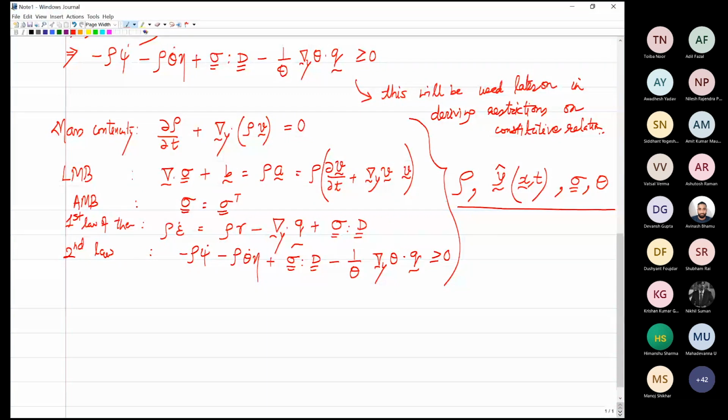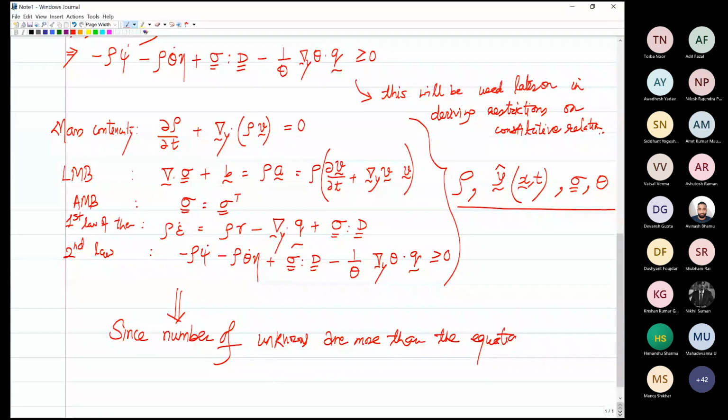Since the number of unknowns is more than the equations, we need a constitutive relation, which relates sigma with kinematic quantities. Okay, any questions so far?